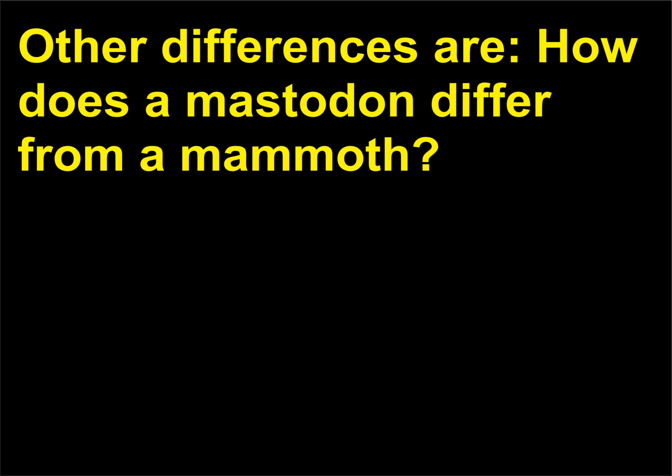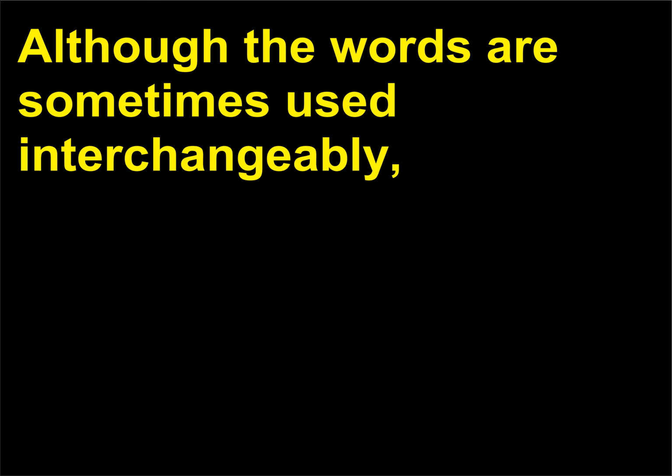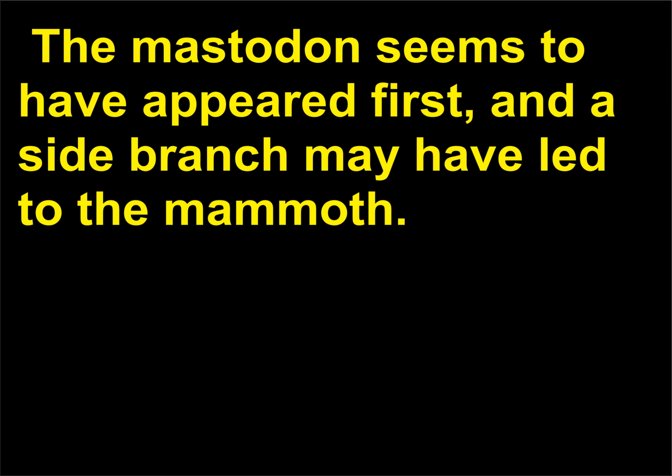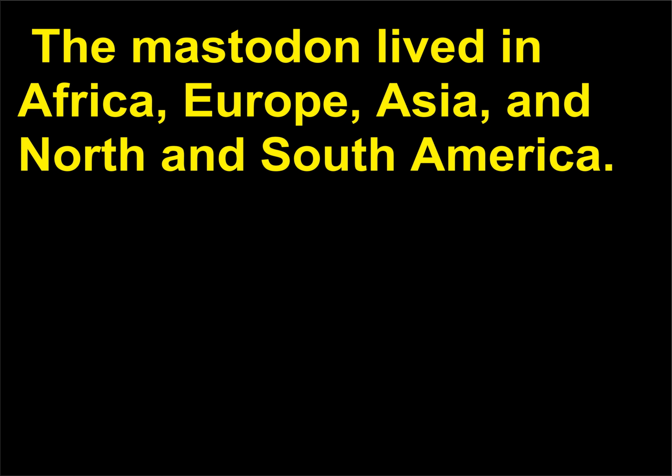Other differences are, how does a mastodon differ from a mammoth? Although the words are sometimes used interchangeably, the mammoth and the mastodon were two different species. The mastodon seems to have appeared first, and a side branch may have led to the mammoth. The mastodon lived in Africa, Europe, Asia, and North and South America.